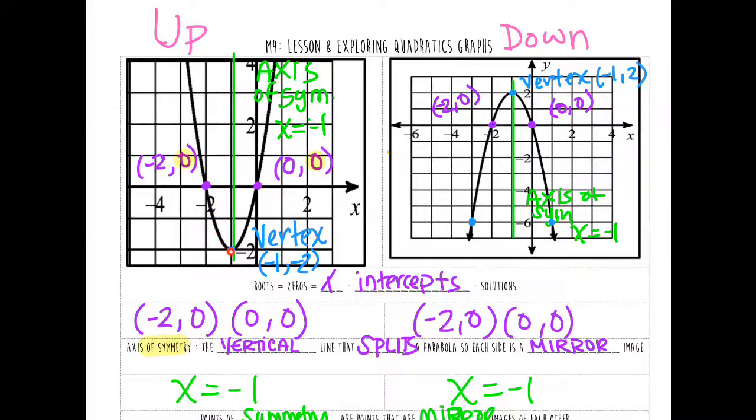Now, once I get to this point, my graph stops decreasing. If I continue to move to the right, I can see that in order to stay on my graph, I must increase. So now I've seen two things. On this side, I'm decreasing, but on this side, I'm increasing. And the middle part that separates it is actually my axis of symmetry.